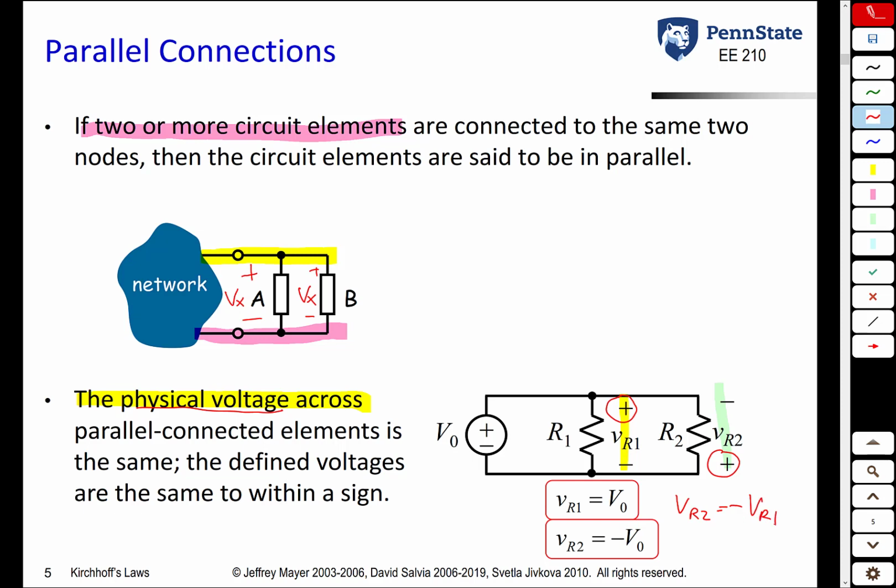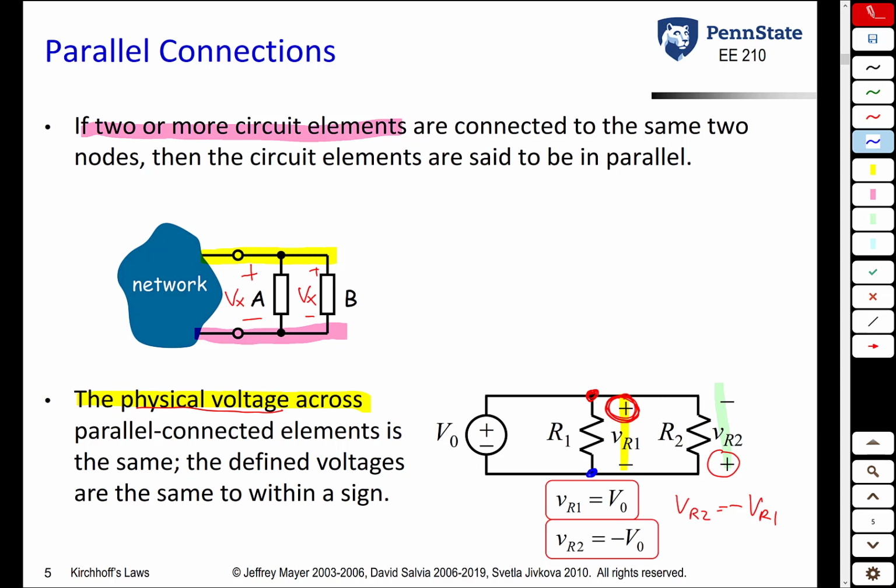So elements in parallel share the same physical voltage. Their voltage variables are either going to be the same or maybe opposite in sign, depending upon how you arbitrarily define the plus and the minus. Once again, we have to remember, the fact that there is a plus here does not necessarily mean that this node is at a higher voltage than this node. VR1 is just a variable.